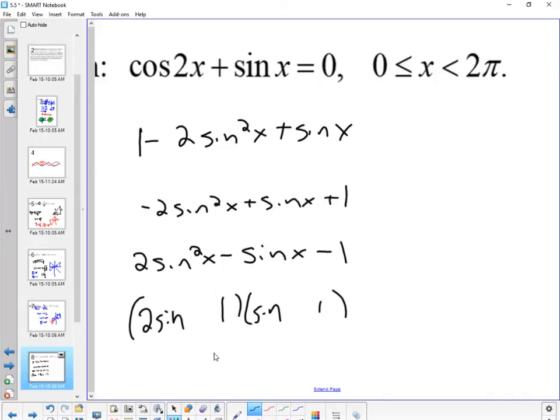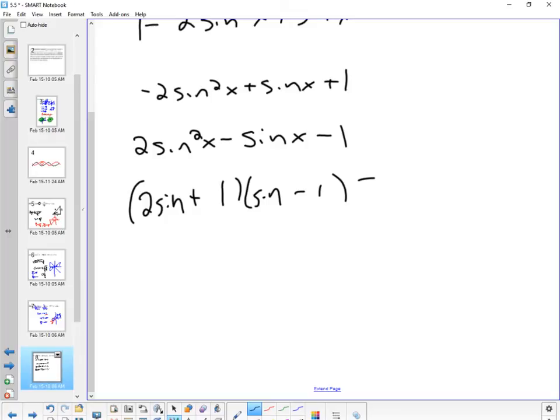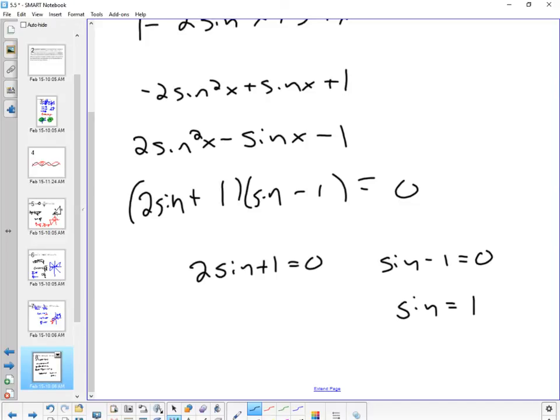So that's negative. That means one's going to have to be positive and one's going to have to be negative. The bigger of the two is going to be negative, so this one negative, this one positive. Then I can find where these equal 0, so I can use the zero product rule. That means 2 sine plus 1 is equal to 0, and sine minus 1 is equal to 0. So I'm looking for where the sine is 1, and then where the sine is negative 1/2.